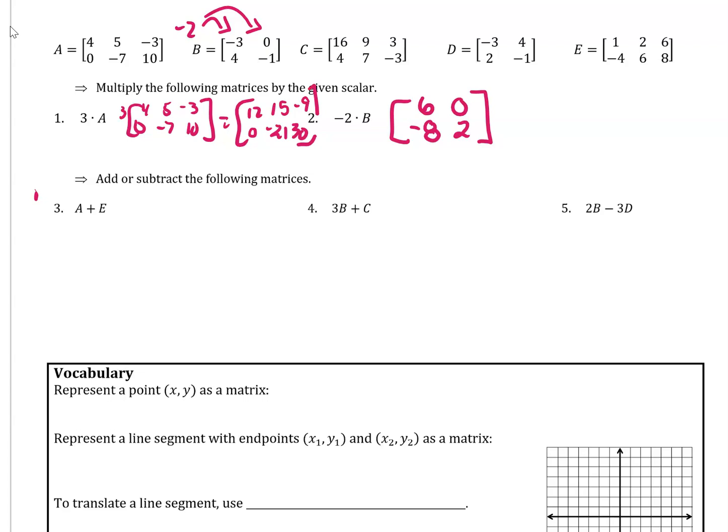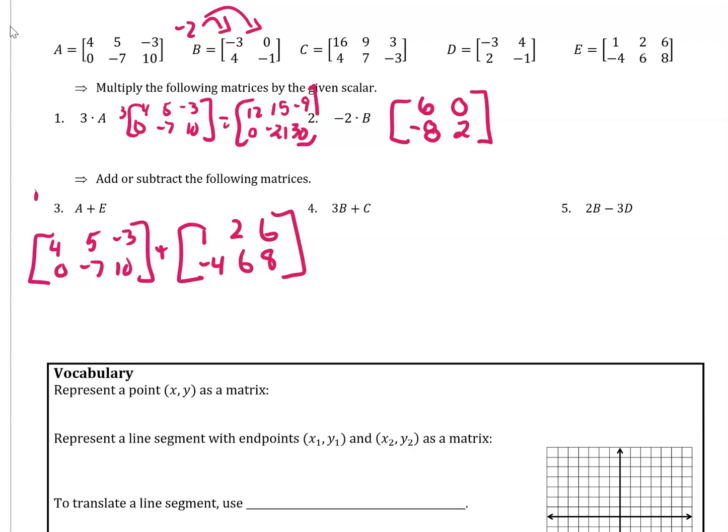We're going to add or subtract matrices. Matrix A, matrix E. So corresponding elements. 4 plus 1 is 5. 5 plus 2 is 7. Negative 3 plus 6 is positive 3. 0 plus negative 4 is negative 4. Negative 7 plus 6 is negative 1. 10 plus 8 is 18.